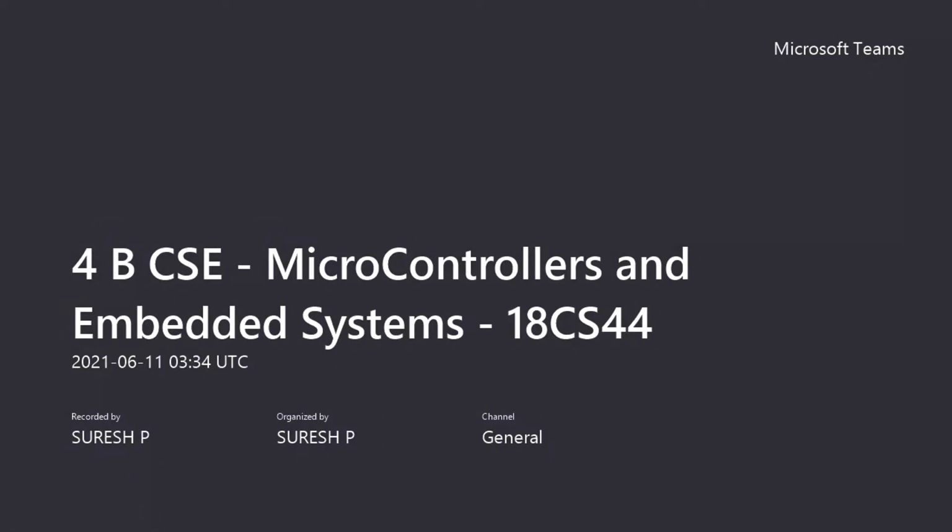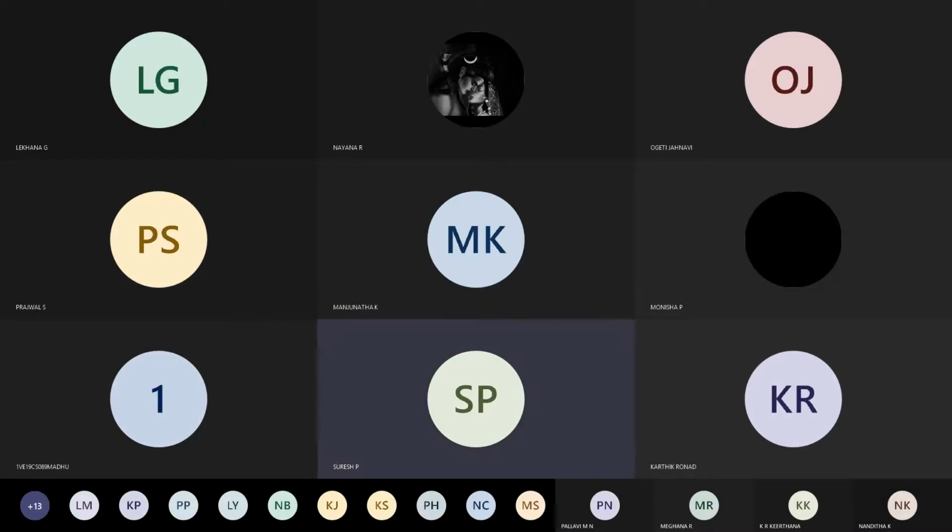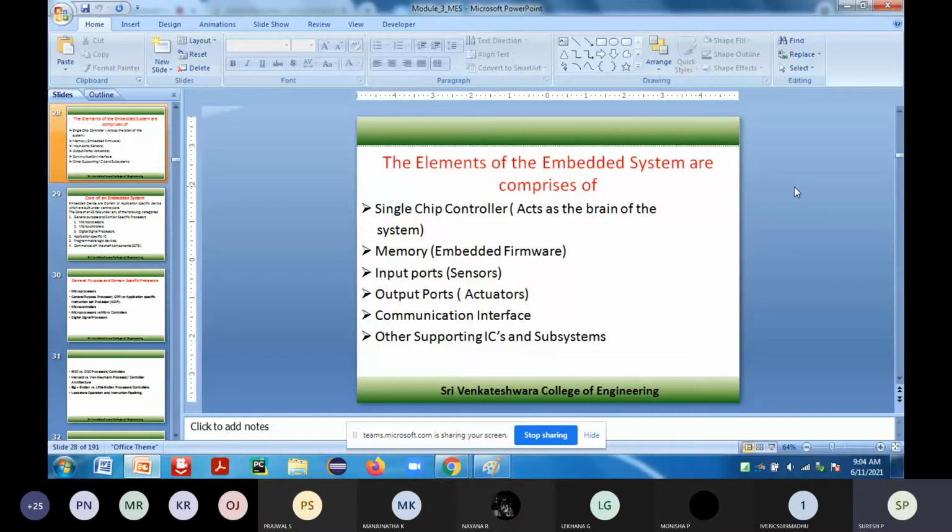What are the different elements of the embedded system? If you take the embedded system, what does it consist of? Mainly it consists of a single chip controller. A controller should be there, which will be acting as the brain of the system. Next is memory, that is embedded firmware.